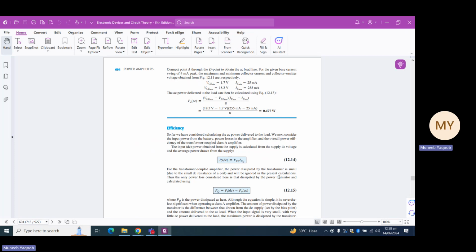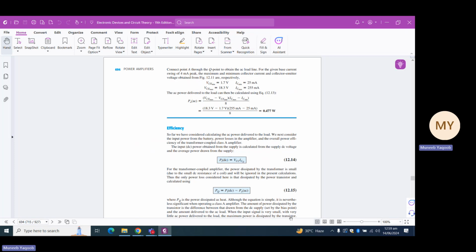Why are we not considering the power that is consumed in the transformer? The transformer is a very ideal device. So ideally, there is no power loss in a transformer. So if we consider that the transformer is ideal, then the entire power consumed by anything other than the useful power is basically the power consumed in the transistor.